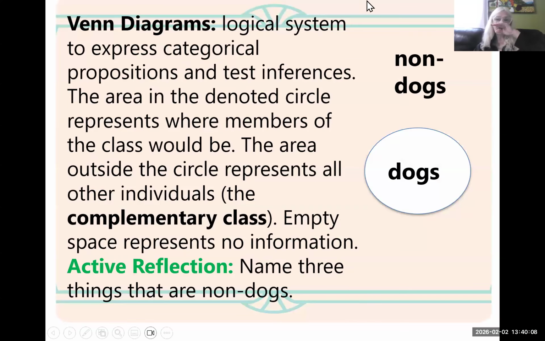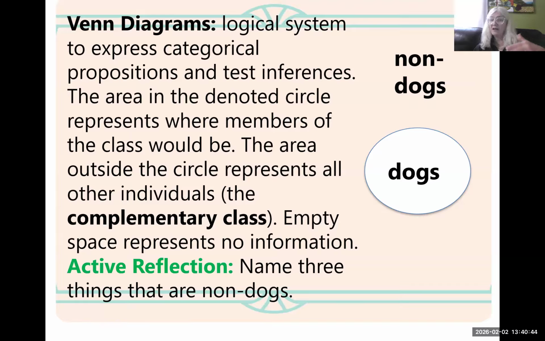Okay. So I'm just going to introduce you to Venn diagrams. You have the choice to learn how to use these independently, but they sometimes help us clarify the relations between the different classes. This is a logical system that's used to express categorical propositions and also to test inferences. The area in the denoted circle, so here we have dogs, represents where members of the class would be. Everything inside this circle would count as dogs, and everything outside the circle would count as non-dogs.